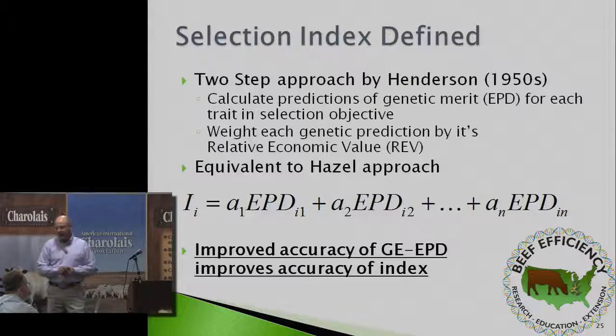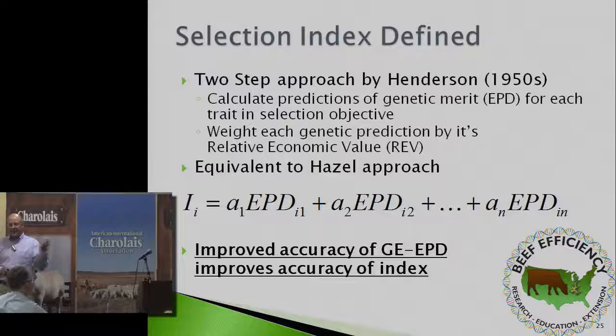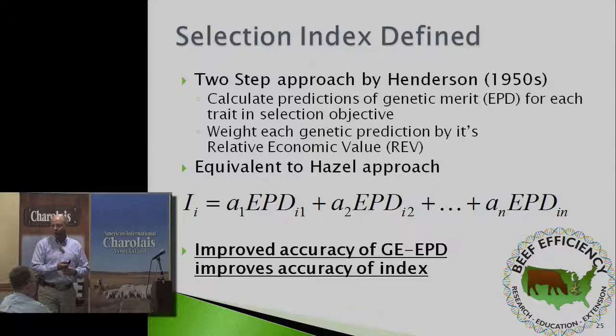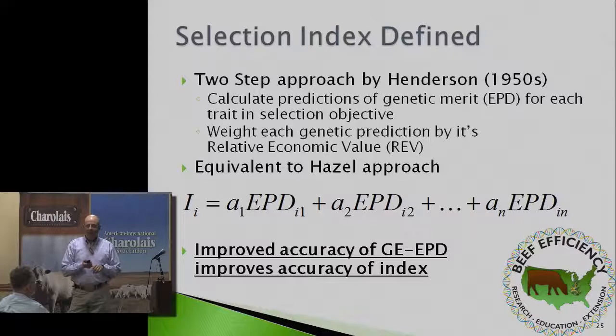I want to talk for just a minute. Selection index was in my title, and I've pretty much ignored it up to this point. Because the benefit that genomic testing brings to selection index is directly through the improved accuracy of the EPDs used to calculate the index. That's the only contribution I can see that genomics provides to selection index. But that's not to say that it's trivial. Okay?